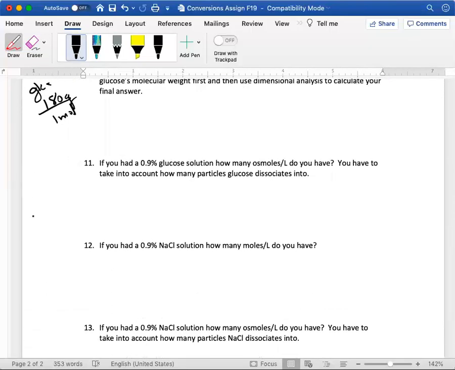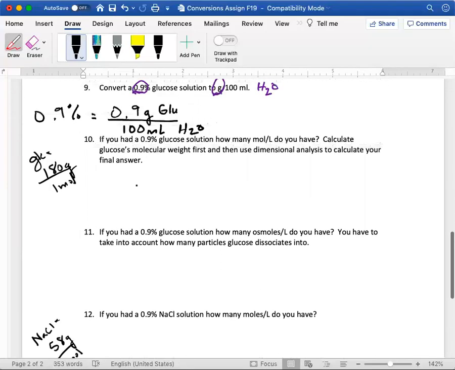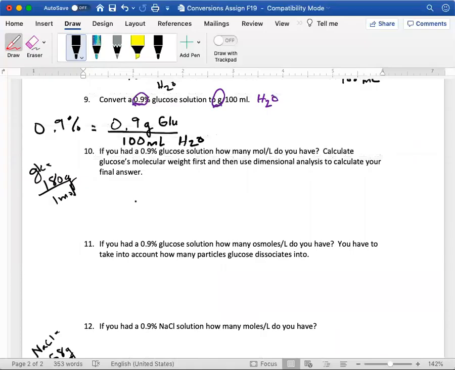NaCl, what is the molecular weight for NaCl? NaCl is 58 grams per mole, okay? On an exam, I'm just gonna give you glucose or NaCl, and I will tell you the molecular weight. I'm not gonna give you something else, okay?